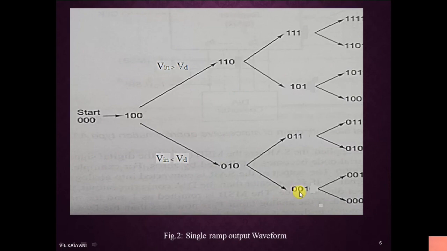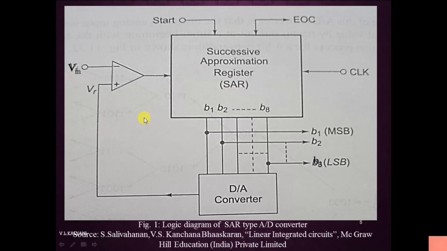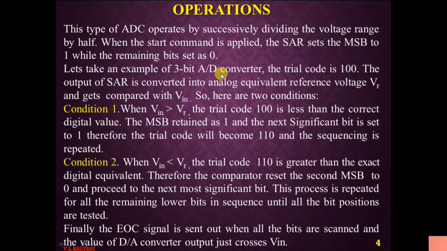This is the last code, 001, and again there are two conditions. When Vin is greater than Vd, the MSB bit is 1 and there is no next bit, so it stays the same, 001. And when Vin is less than Vd, the last bit is reset here, so this is 000 and there is no next bit. So this is the process for the 3-bit ADC, and it extends up to an n-bit ADC. We consider here a 3-bit A to D converter.